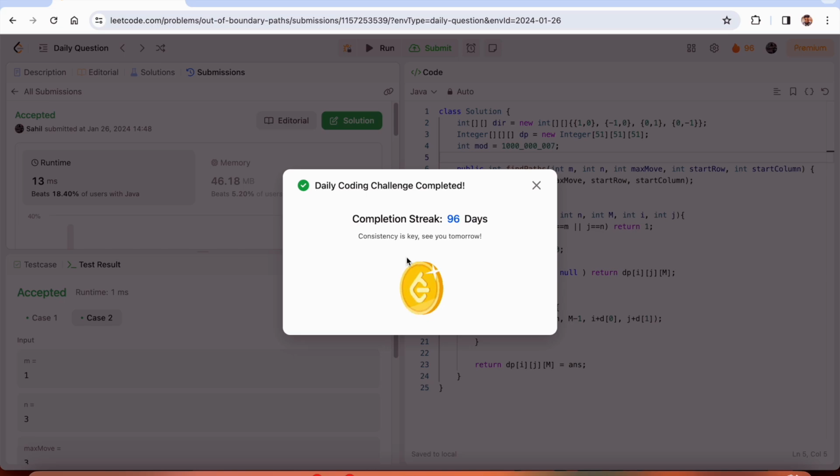Hope you understood the problem. Thank you guys. Here we did the recursion with memoization, so it's another standard dynamic programming problem.